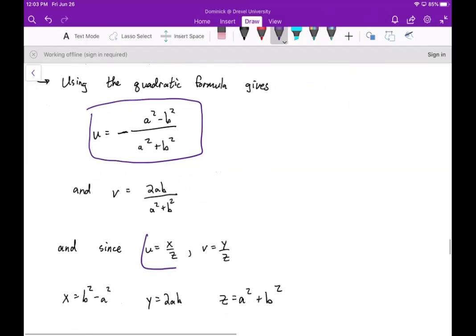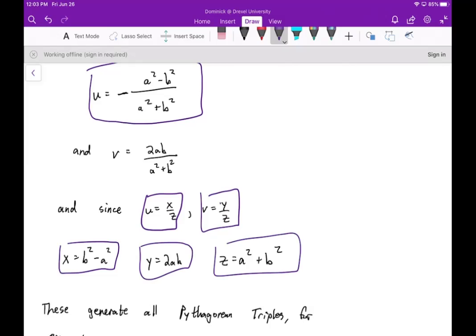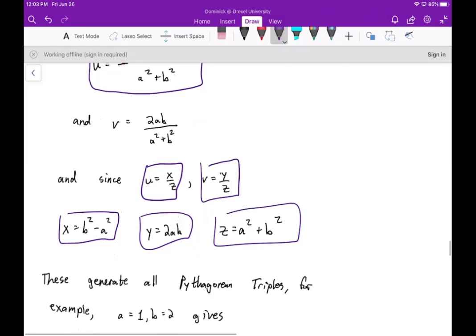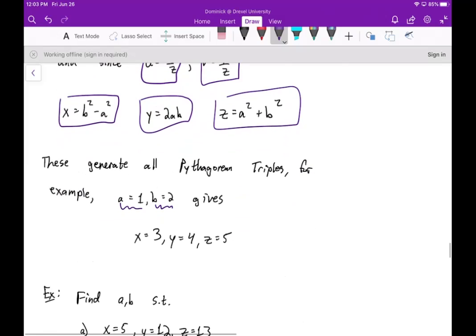Now we know that u is equal to x over z, and v is equal to y over z. So then we can split x into b squared minus a squared, y into 2ab, and z equal to a squared plus b squared. And these will generate all the Pythagorean triples. For example, if you choose your a to be 1 and your b to be 2, this gives x equals 3, y equals 4, z equals 5.